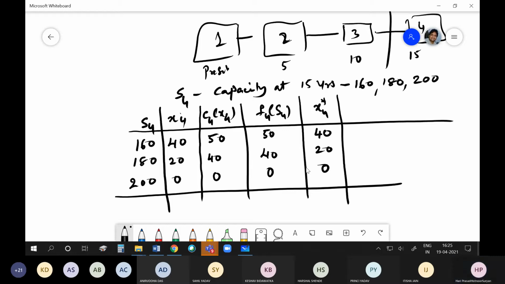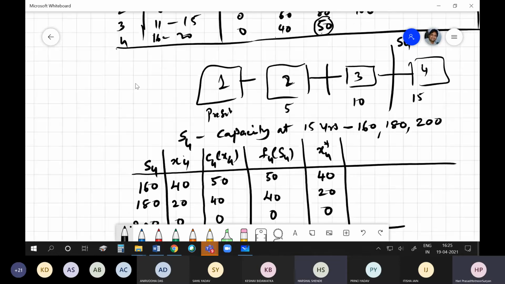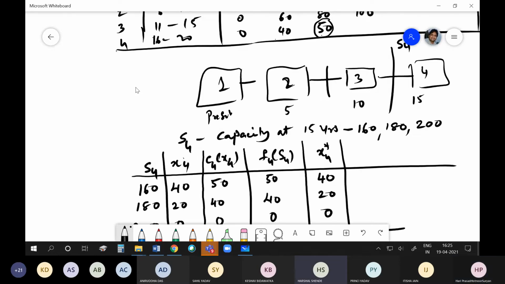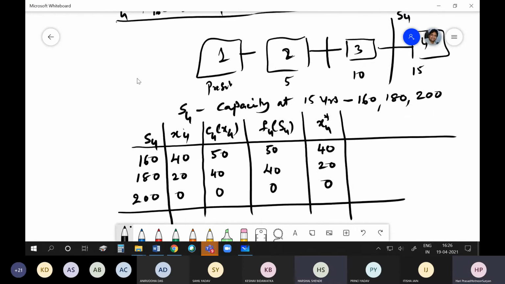Okay, this is stage 1. Now come to the second stage, that means S3. Sir, X4 star should be a unique value, I think. What? Please tell me. X4 star should be a unique value, meaning maximum of X4.